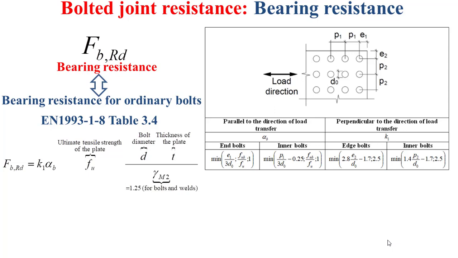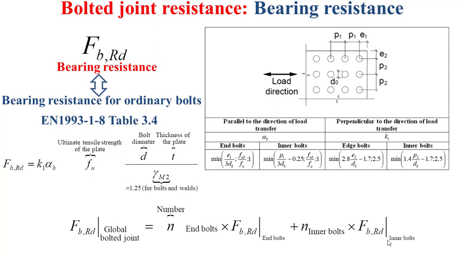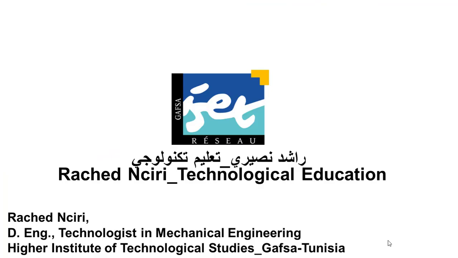And finally, we can determine the global bearing resistance of the global bolted joint as the number of end bolts multiplied by the bearing resistance of the end bolt plus the number of inner bolts multiplied by the bearing resistance of inner bolts. This educational video takes end.